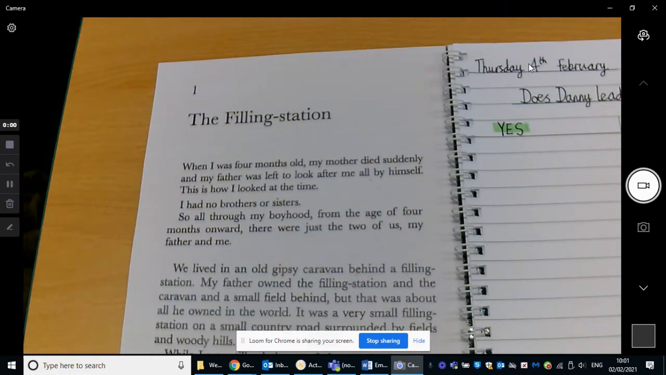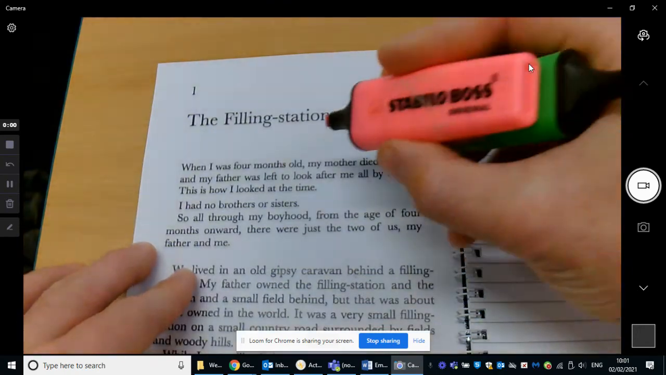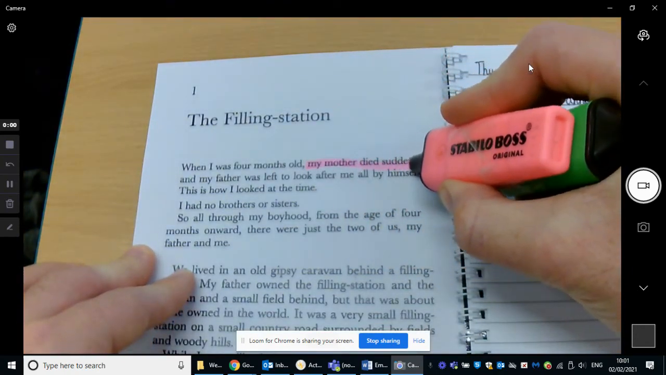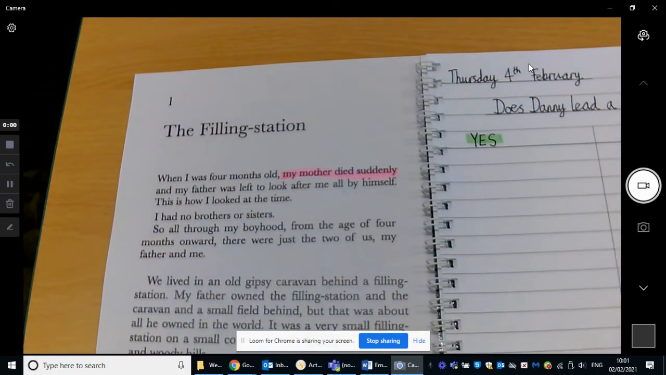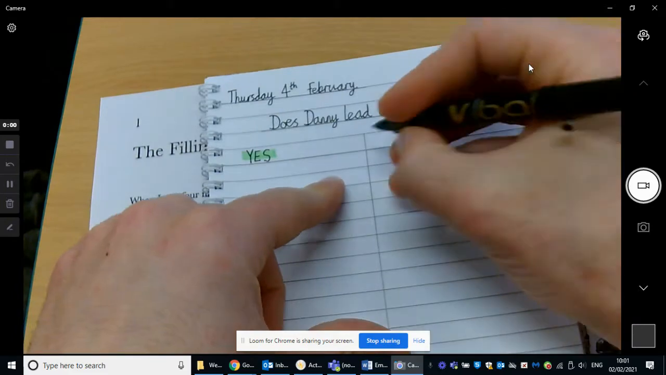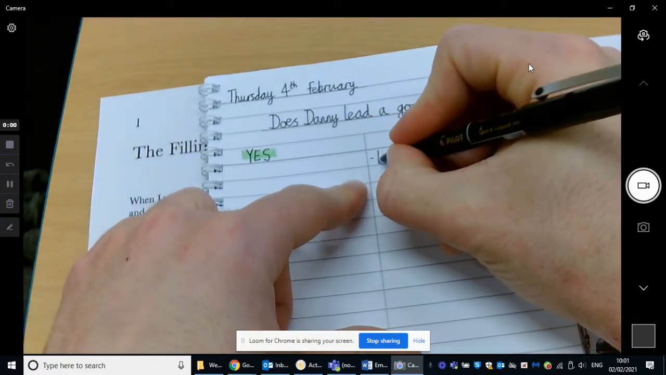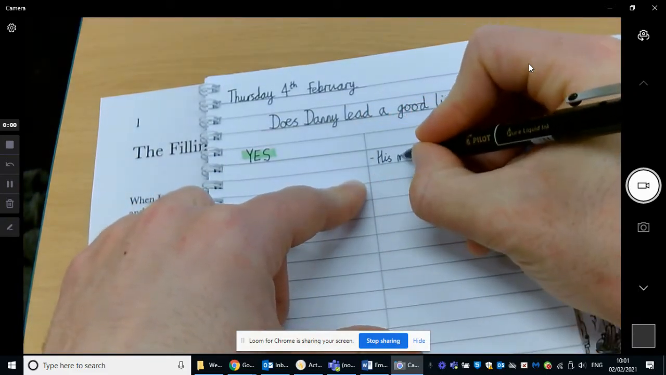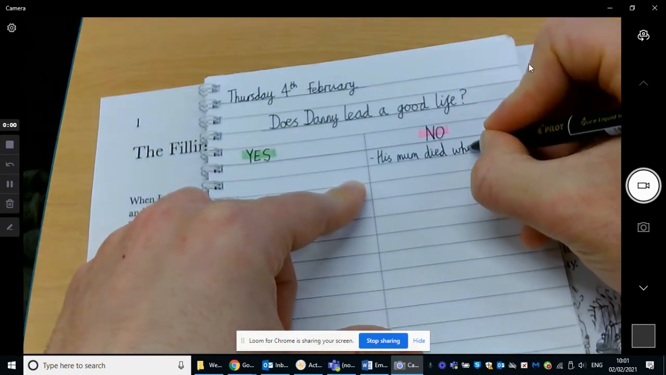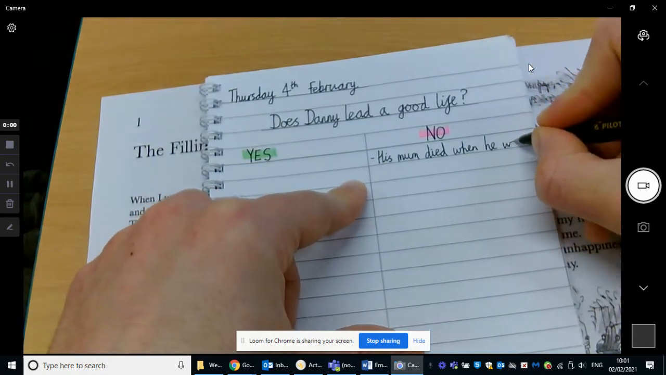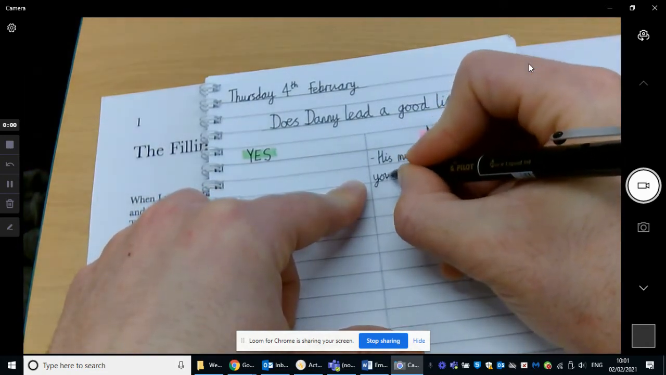Right. So a couple of things to digest there from the first couple of paragraphs. So clearly there's a big no there, that he doesn't lead a happy life. It says my mother died suddenly. So under no, his mum died when he was young. So there's our first fact.